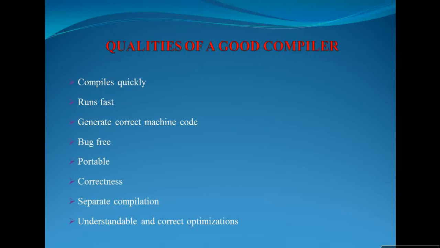So a compiler should be portable, and correctness is the next quality of a good compiler. There will be a separate compilation for each module. The code should be understandable and the automations corrected. So these are a few qualities of a good compiler.